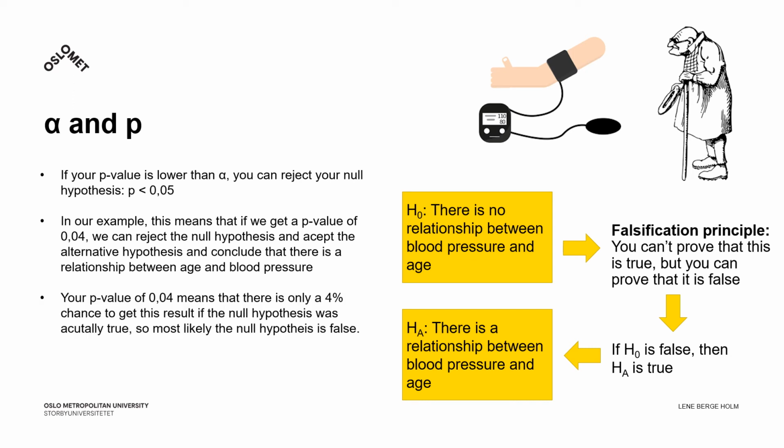Your p-value of 0.04 means that there is only a 4% chance that you get this result if the null hypothesis was actually true. So most likely the null hypothesis is false. However, there is still a 5% risk that the null hypothesis is true, even though you rejected it since your p-value was lower than the significance level.